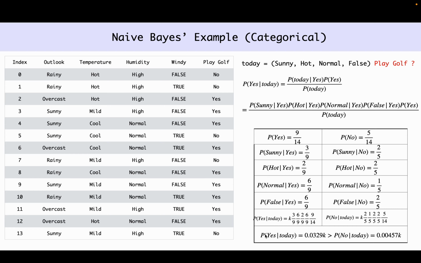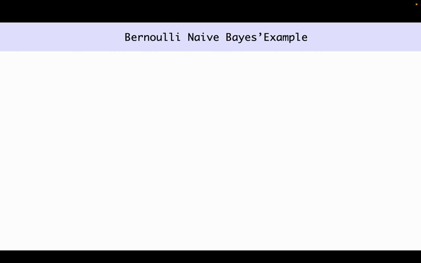So here yes has more probability, so for today's condition, we indeed play the golf. That's what the posterior probabilities are saying. This is another general example of naive Bayes, where the input features are categorical. Let us see one example in Bernoulli naive Bayes.